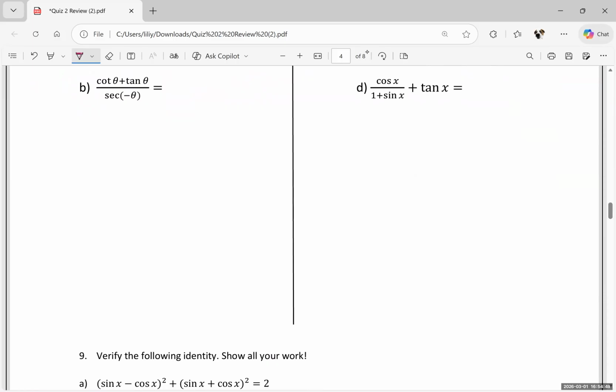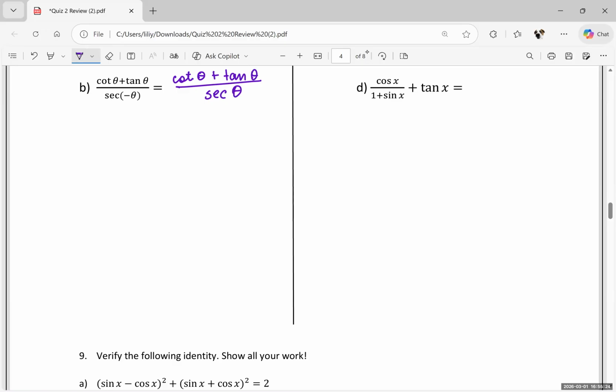Cotangent theta plus tangent theta, and then divided by secant of negative theta. So first of all, secant is even, so you can just get rid of that negative sign. So cotangent theta plus tangent theta divided by secant theta, because secant is even. And then you just switch everything to sines and cosines to make sure that we know what cancels and what doesn't.